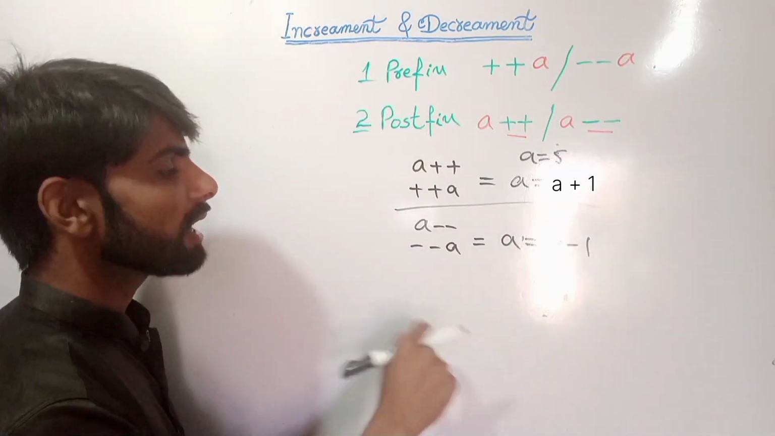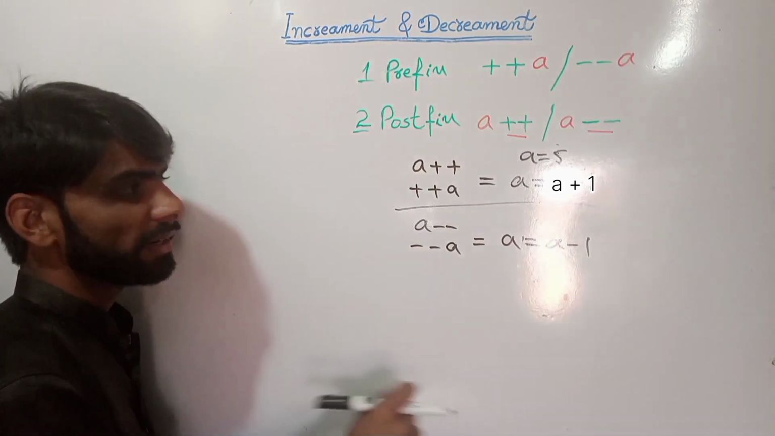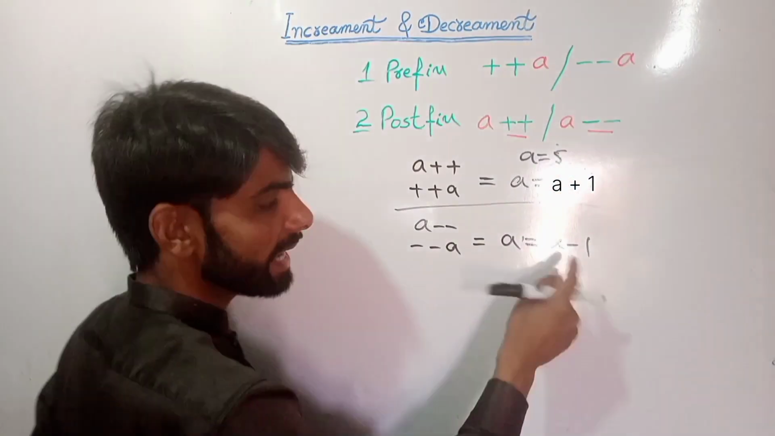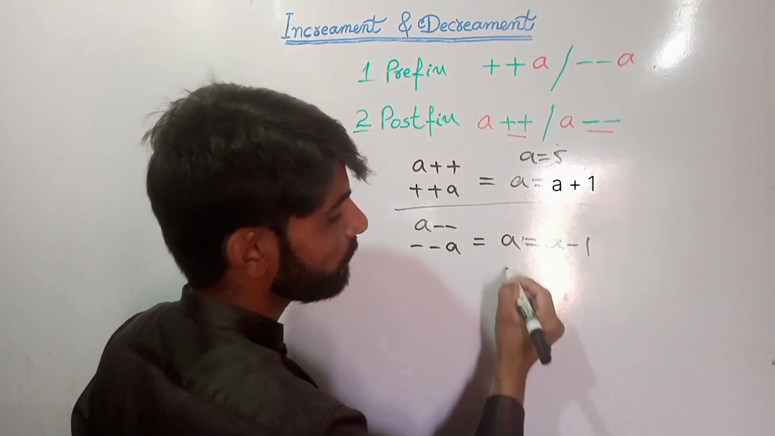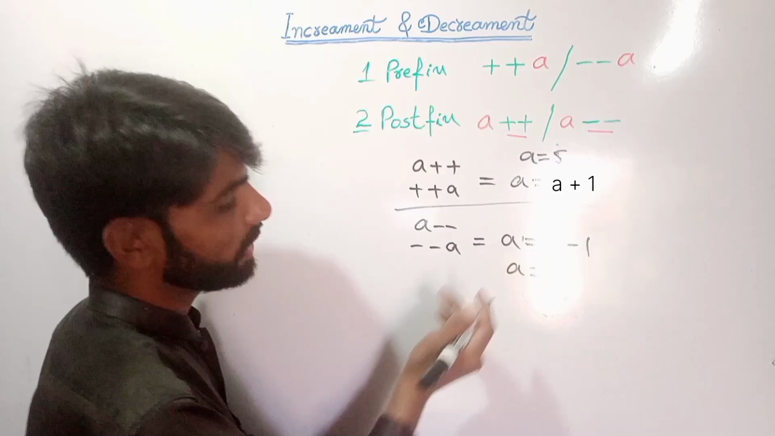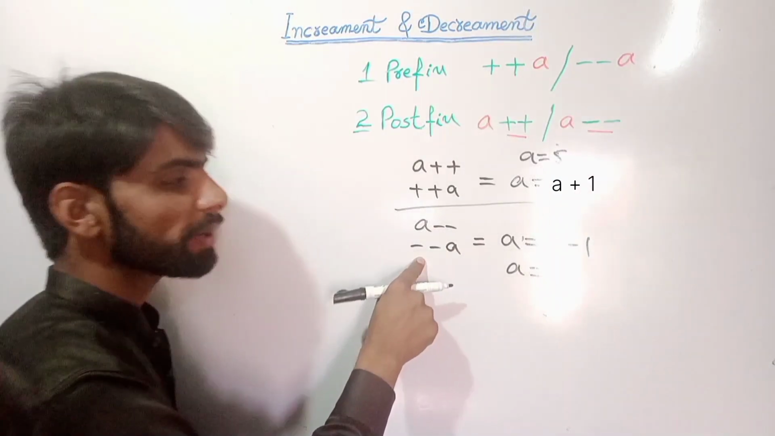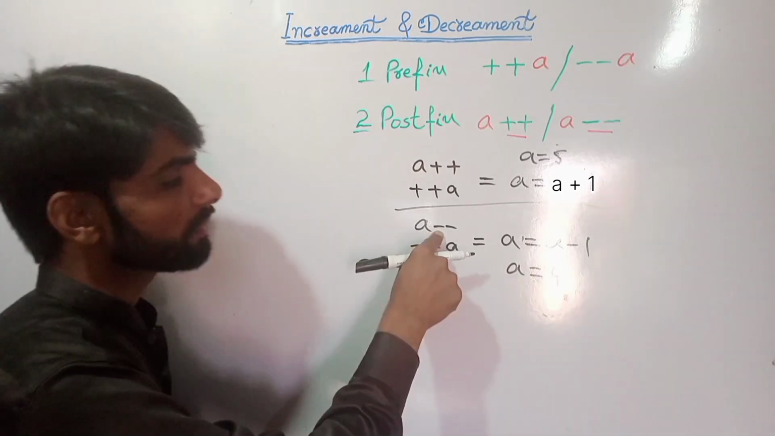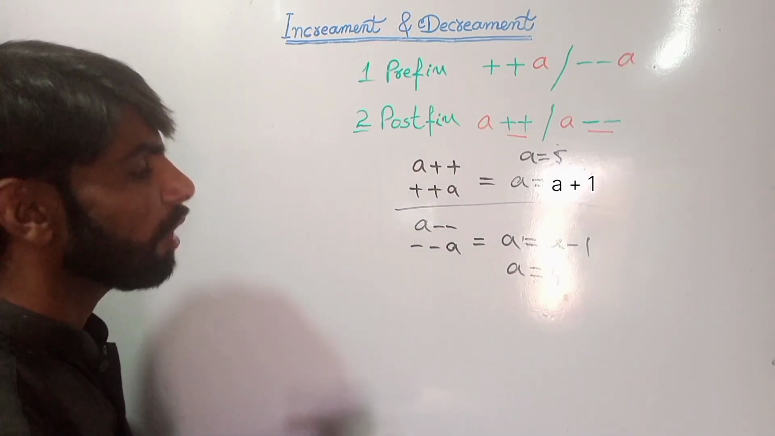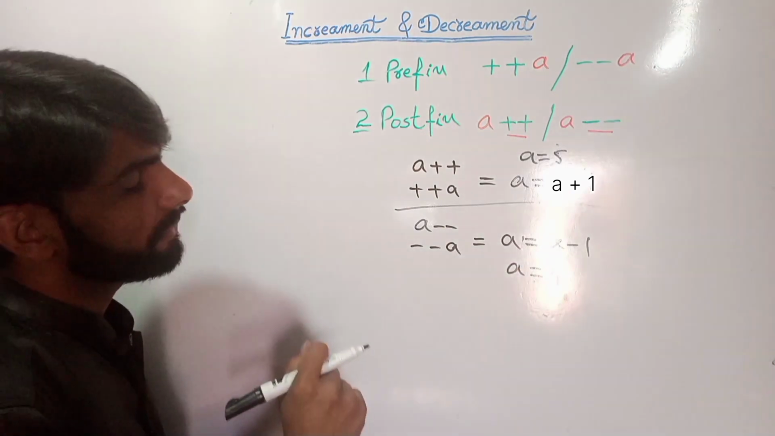the decrement operator also decreases the value of the variable by one, right? So if the value is 5, it will decrease to 4. Both lines mean the same, because whether you write the decrement operator first or after, it will always decrease the value by 1, right?